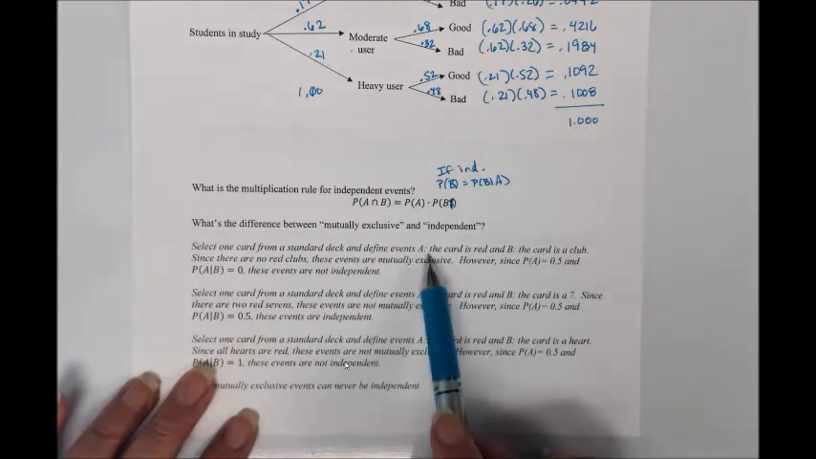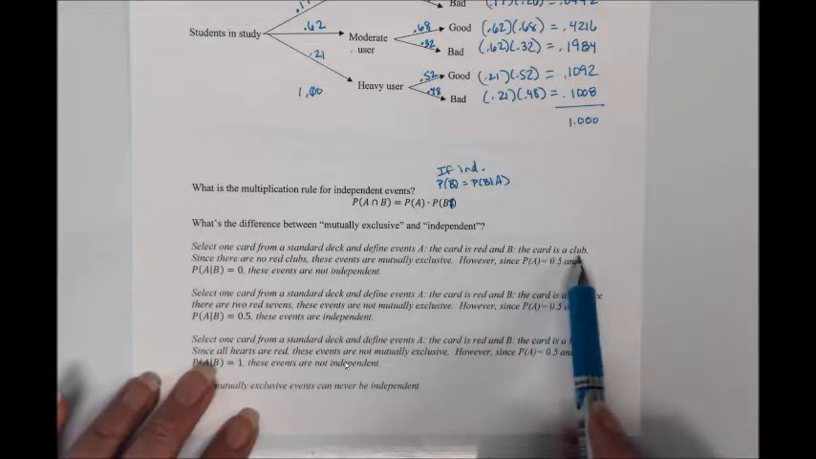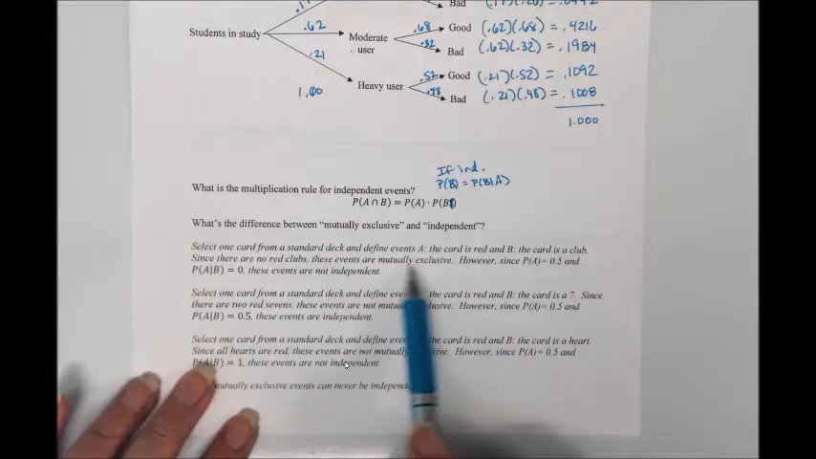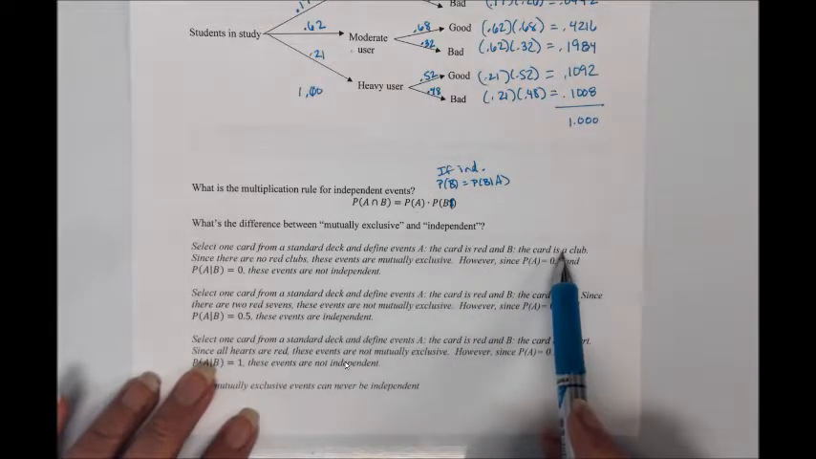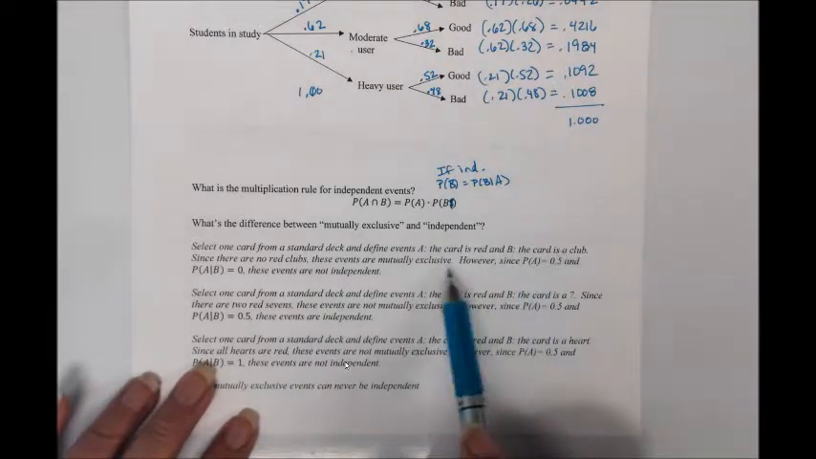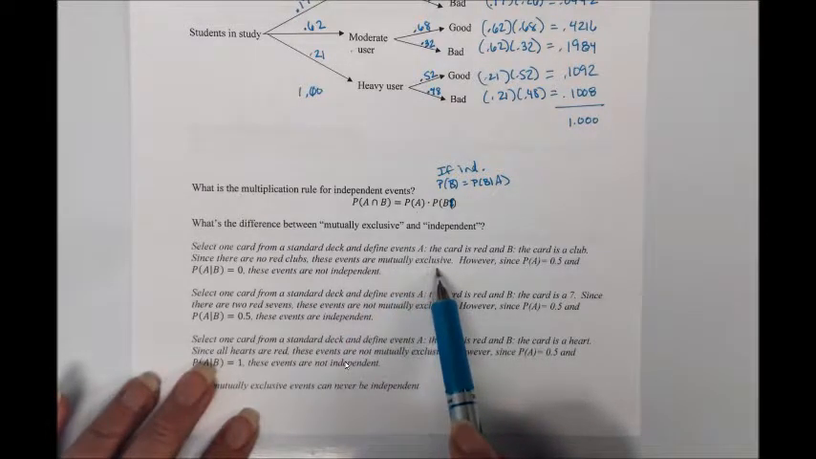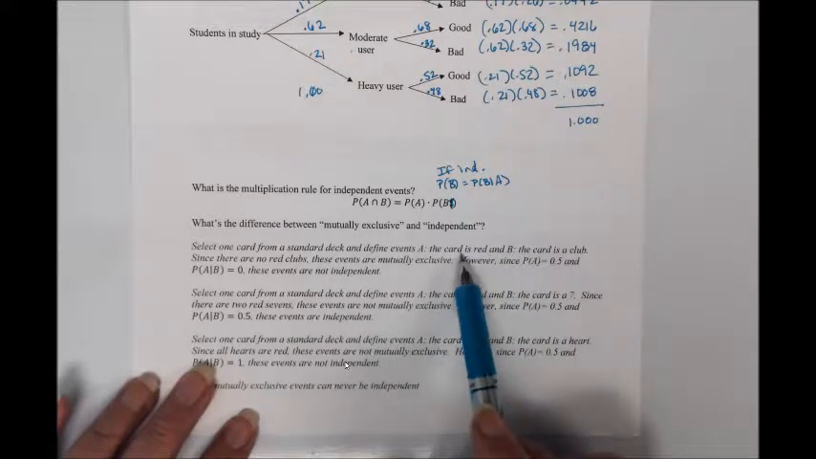So if the event A is drawing a red card, and event B is a club, well, clubs are black cards. So these would be mutually exclusive, because if I draw a card, it can't be red and a club at the same time. And then to prove, so they definitely are mutually exclusive or disjoint. The probability of A, so the probability of drawing a red card is 0.5.